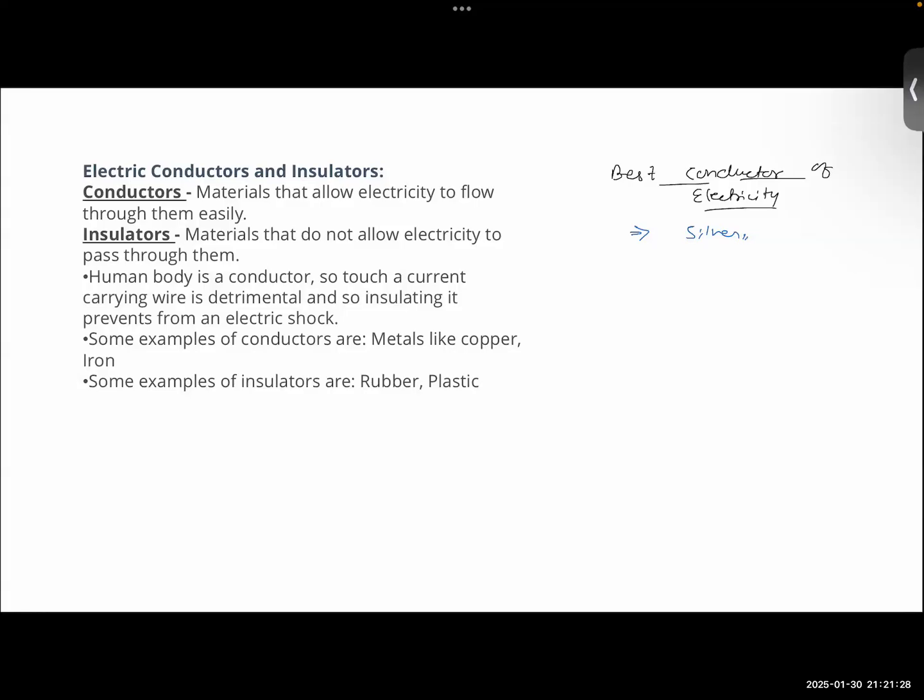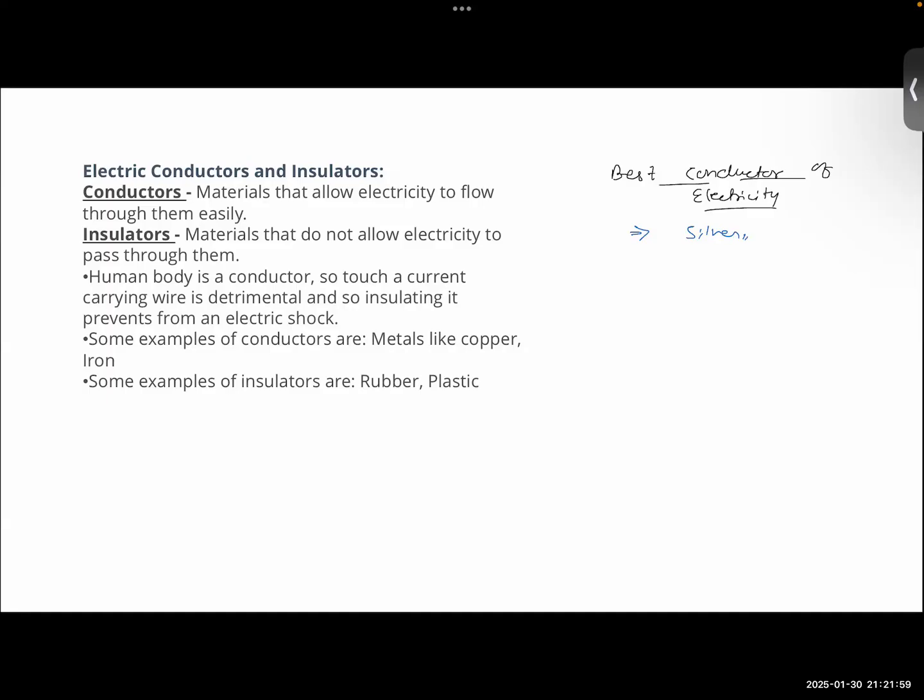Talking about the human body, what will you say? Is the human body a conductor or an insulator? What do you guys think? If we were to accidentally touch some current carrying wire, do we not get electrocuted? Do we not get an electrical shock? We do get it, no? So our human body is a conductor. Electricity can pass through our body.